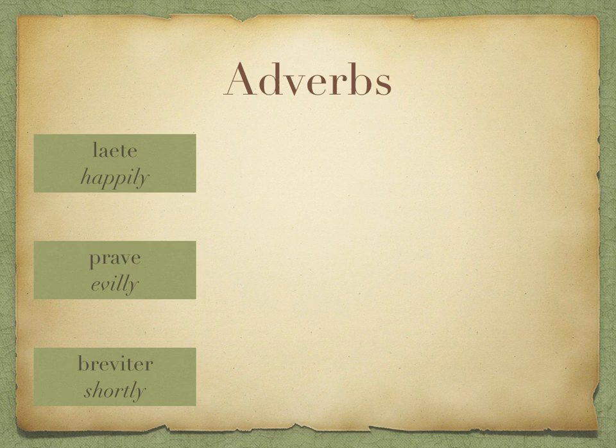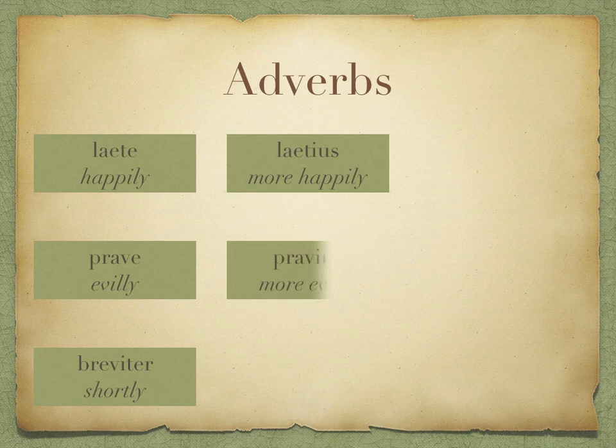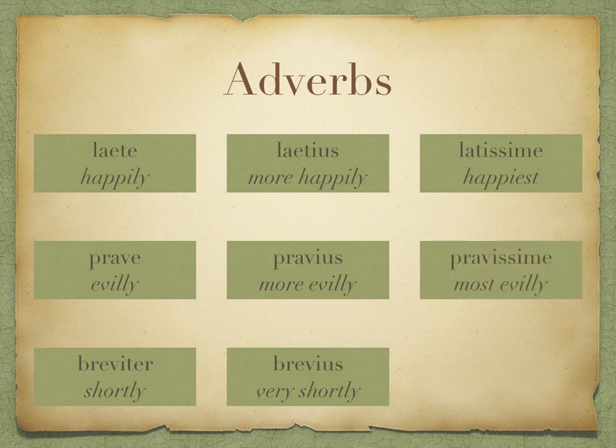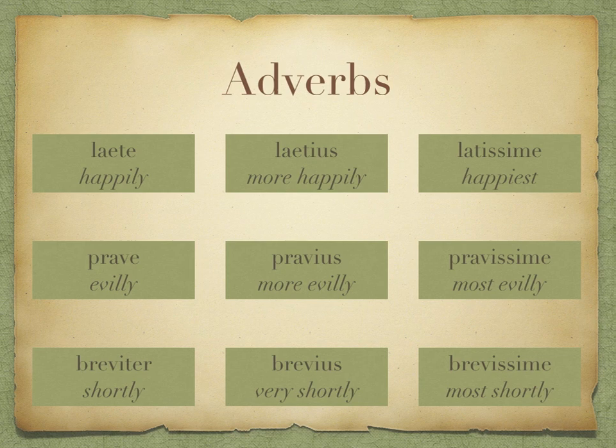They always end in ios for the comparative form, so lightios, pravios, and brevios. In the superlative form, they take the same form as their adjective, but they end in an e. So we've got lightissime for happiest, pravissime for evilly, most evilly, and brevissime for most shortly. These forms are quite obscure, and you may not actually ever meet them in your Latin career, but it's good to know how they're formed.